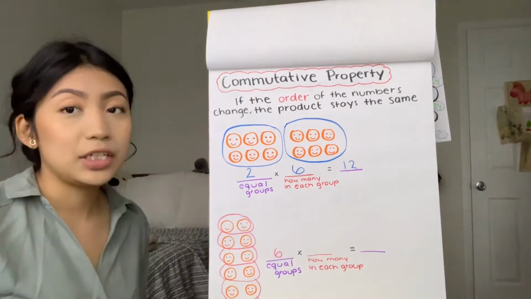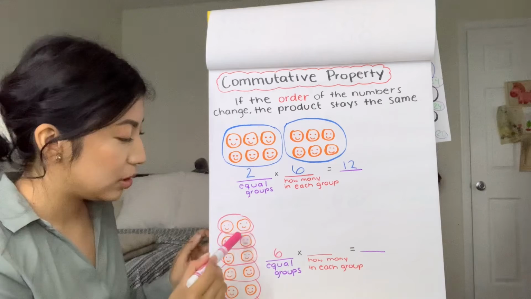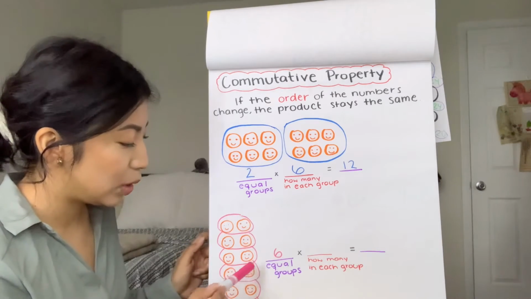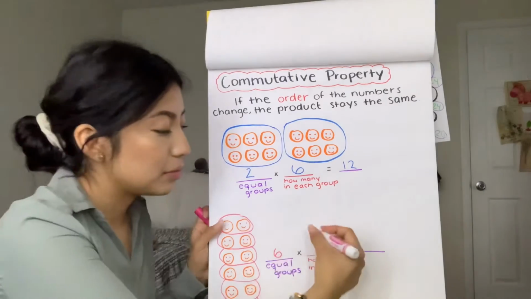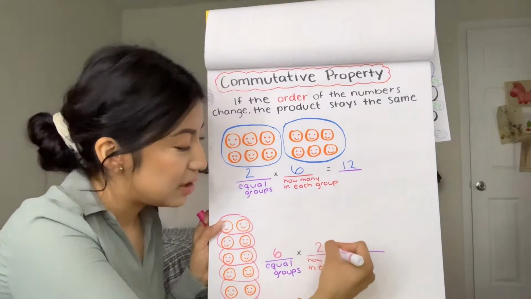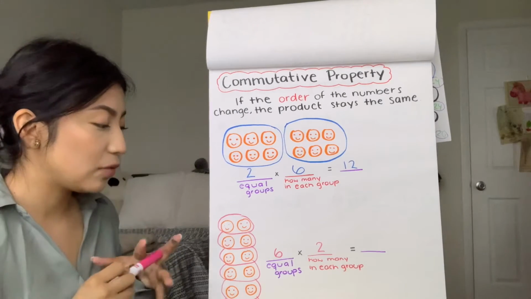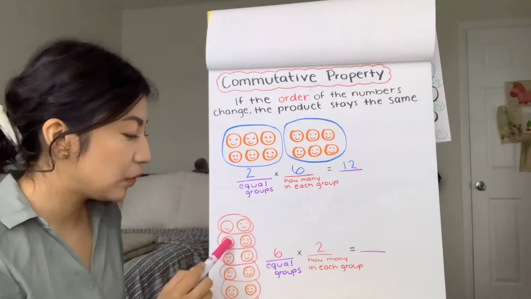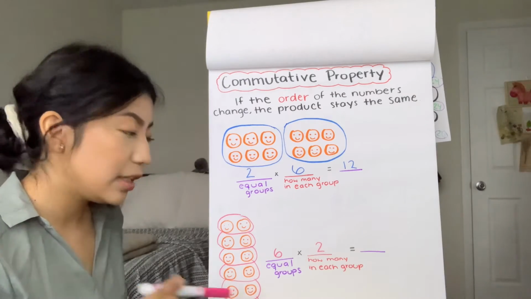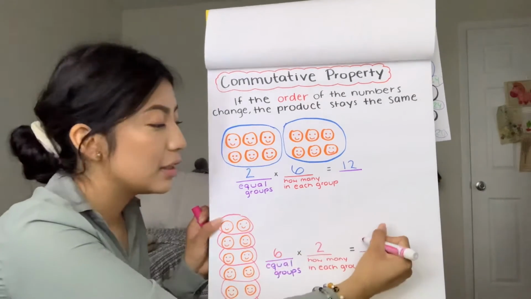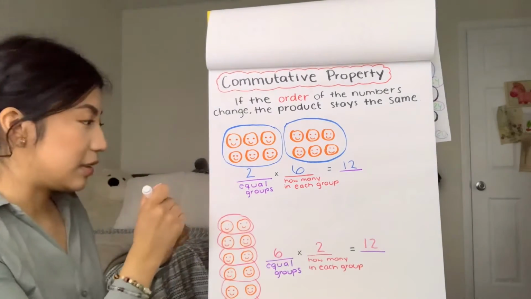And how many are in each group? Let's count. 1, 2, 1, 2, 1, 2, 1, 2, 1, 2, and 1 and 2. So we have 2 in each group. So what is 6 times 2? Let's count the numbers all over again. 1, 2, 3, 4, 5, 6, 7, 8, 9, 10, 11, and 12. 12. All right.